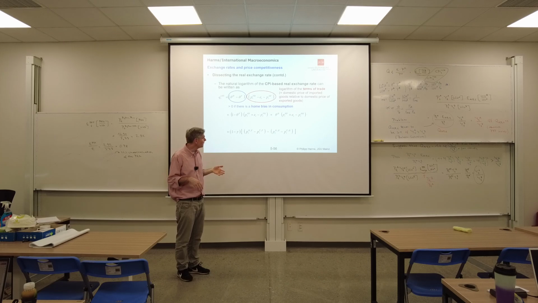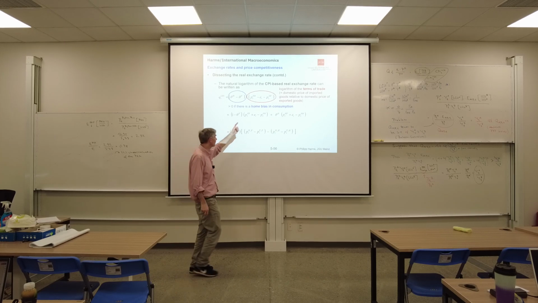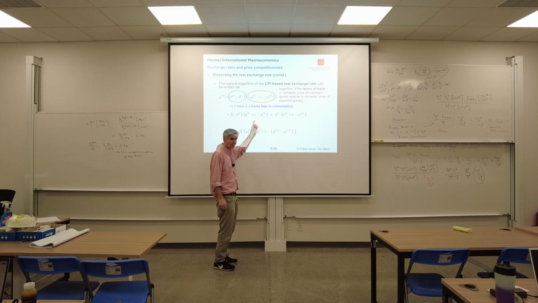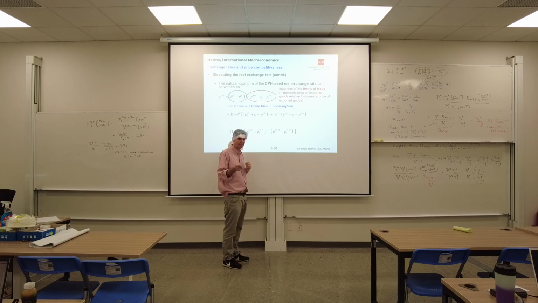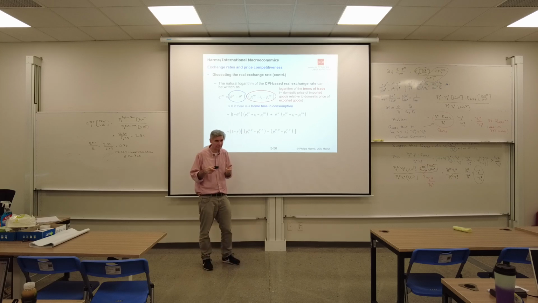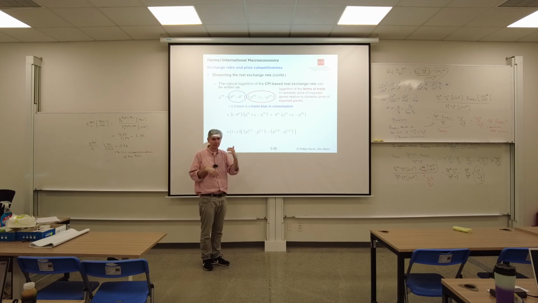Now, importantly, you see that the terms of trade have an impact on the real exchange rate if there is a home bias in consumption. If theta H differs from theta F, then any movement in the terms of trade has an impact on the real exchange rate. Conversely, if you have identical consumption baskets, then there may be variations in the terms of trade, but they have no effect on the real exchange rate.